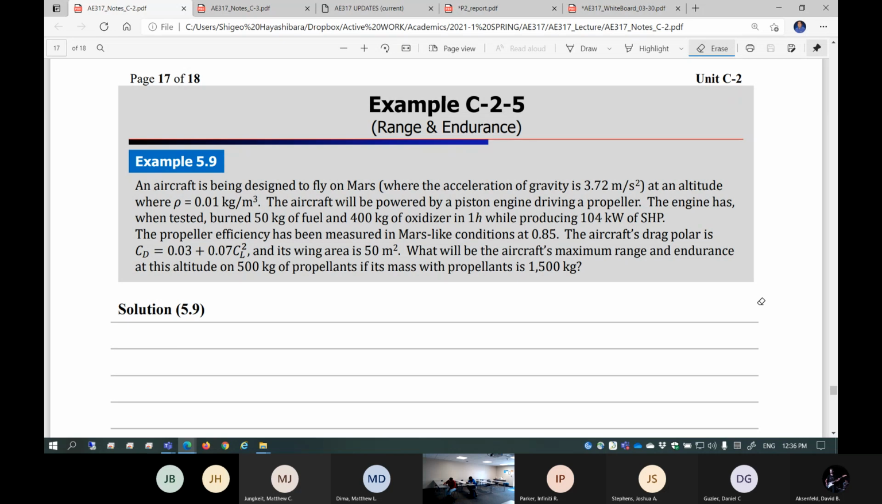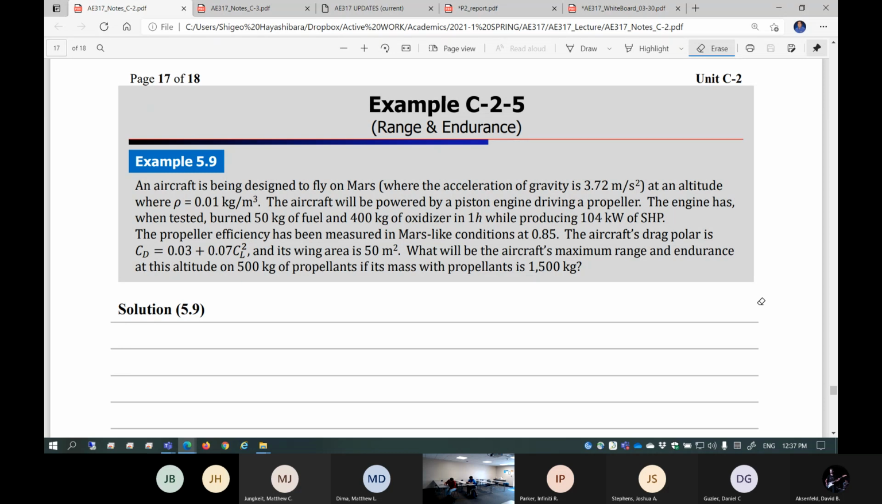Density is low. The aircraft will be powered by a piston engine driving a propeller. The engine has, when tested, burned 50 kilogram of fuel and 400 kilogram oxidizer, because there's no oxygen on Mars, so you have to carry everything. So fuel plus oxidizer, this is the total amount of fuel, of course. You have to add them together. So 1 hour, this is the 1 hour you burn 50 kilogram and 400 kilogram oxidizer together with it, then producing 104 kilowatt of SHP, shaft horsepower. Okay. The propeller efficiency has been measured in Mars-like condition at 0.85, which is pretty high.